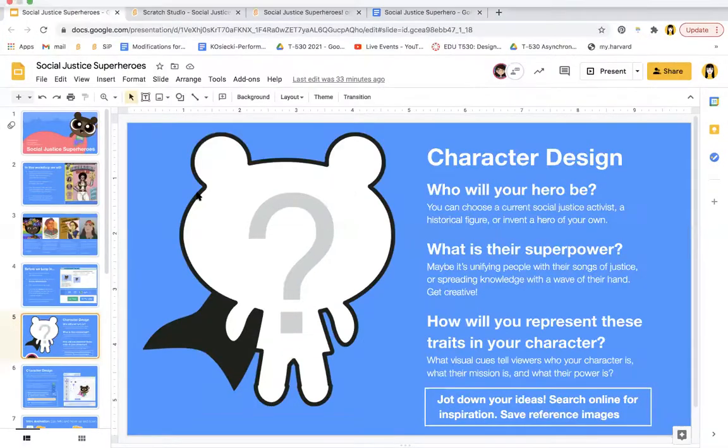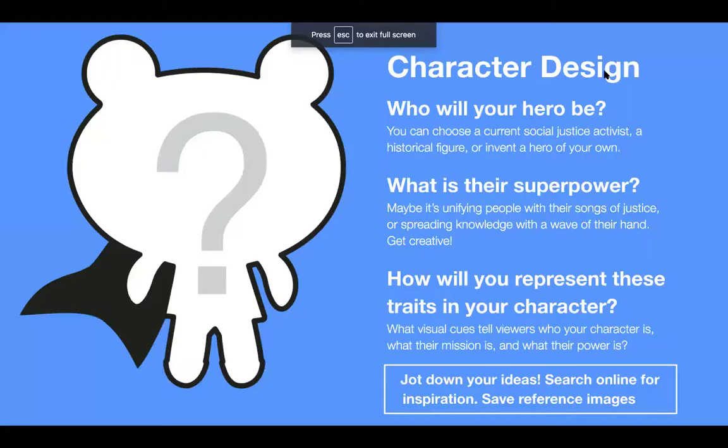So are we just thinking through what our design is going to be, or am I confused right now? You don't necessarily have to be thinking through your design. You could just be thinking about who you want to base your character on, what their superpower might be as a social justice superhero, and how you might represent those visually. Like, how does someone who's looking at your superhero get a sense of what they're all about? Sure. Okay. Thank you.